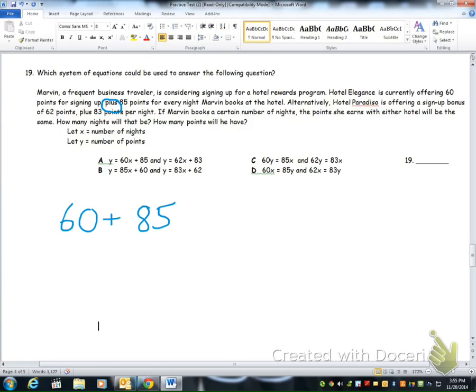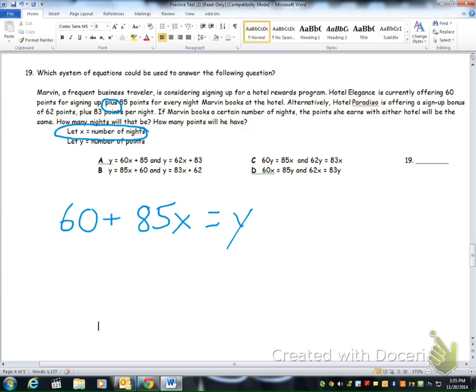Which means if he spends one night, it's 85 times 1. If he spends 3 nights, it's 85 times 3. If he spends X, because X is the number of nights, then that would be 85X. So 85 times the number of nights he stays plus the 60 sign-up points would equal the total number of points he earns.